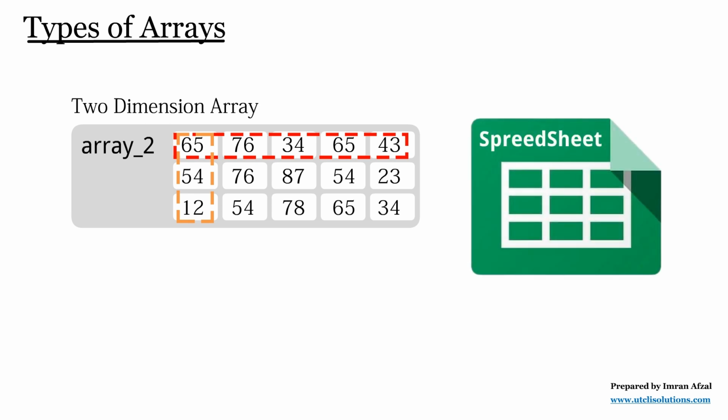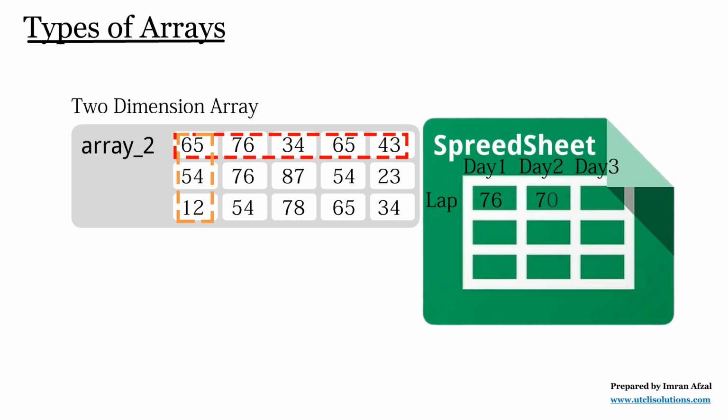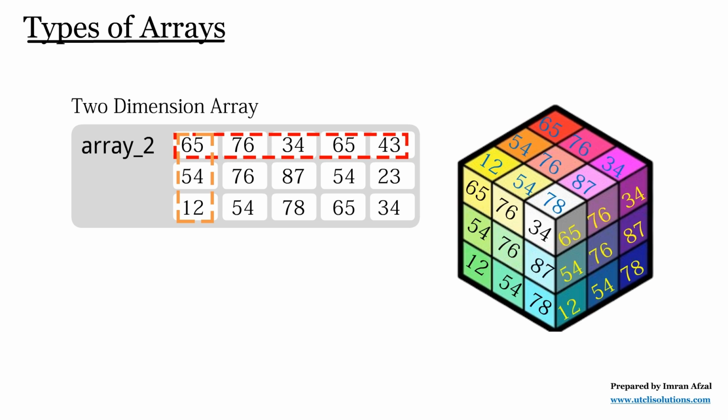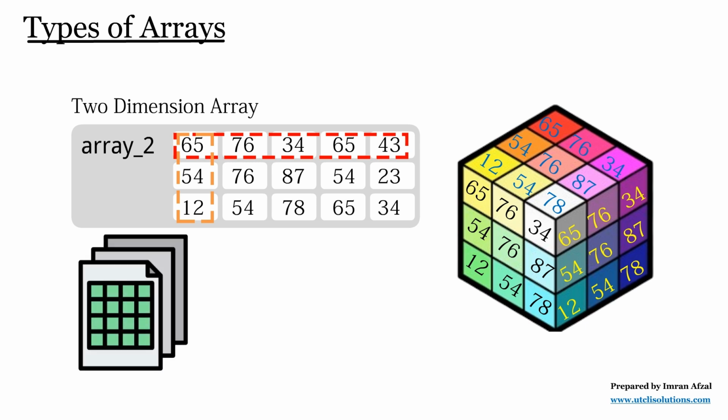A two-dimensional 2D array stores data in rows and columns, similar to a table or a spreadsheet. It is useful when we need to organize information in a grid-like format, such as storing sales records, student marks, or warehouse inventories. A multi-dimensional array goes beyond two dimensions and is used when data needs to be stored in a more complex structure. These arrays are like 3D cubes or layers of spreadsheets stacked on top of each other. They are used in situations where multiple factors affect the data.